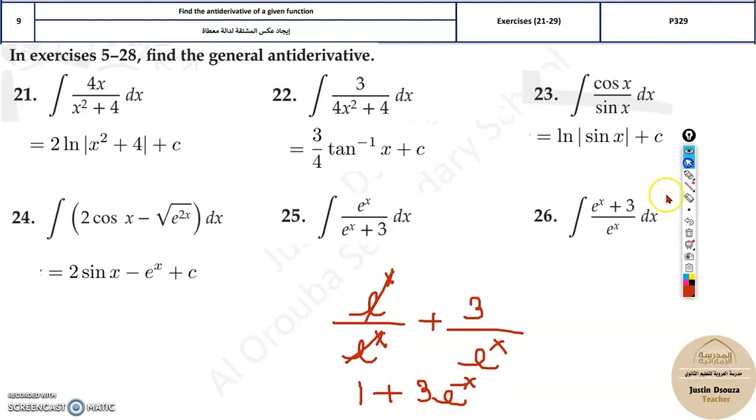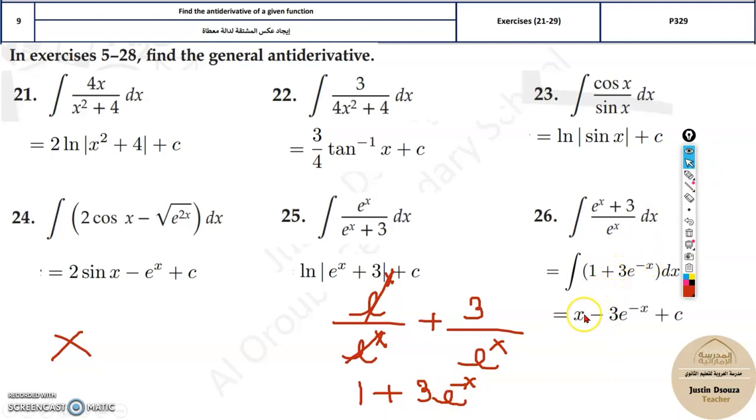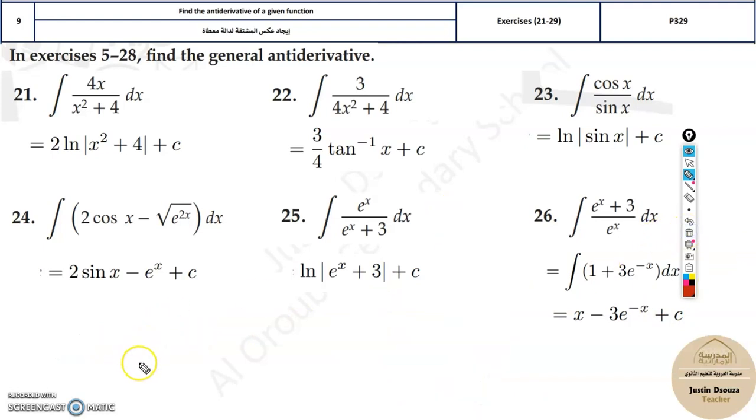Now remember, when you're integrating over here, this is simple. If it is 1, it will be x, okay, x plus 3 e to the power x. 3 is constant. Remember, this sign changes to minus, okay? X, see, integral of 1 is x, minus 3 e to the power minus x.